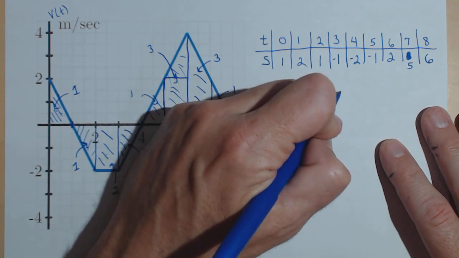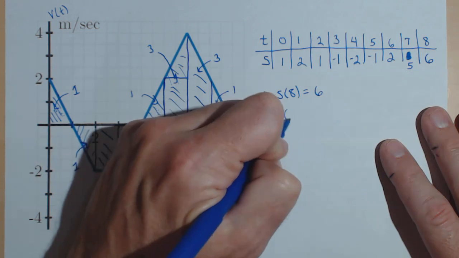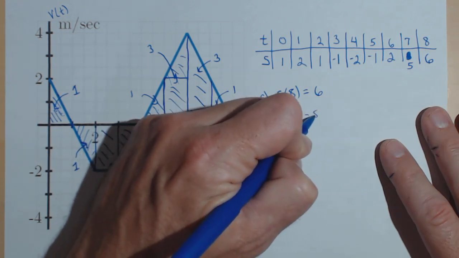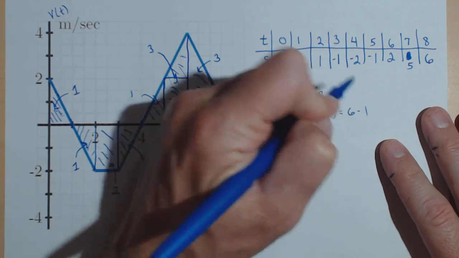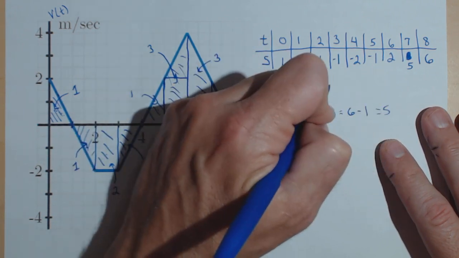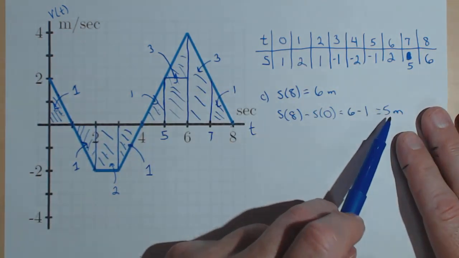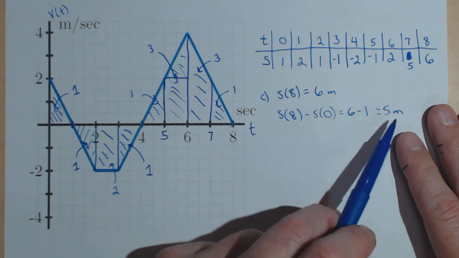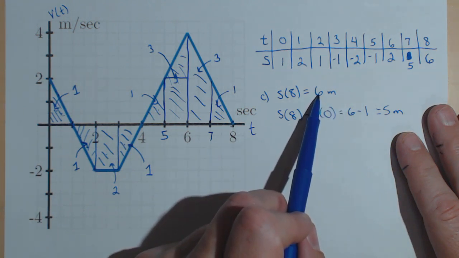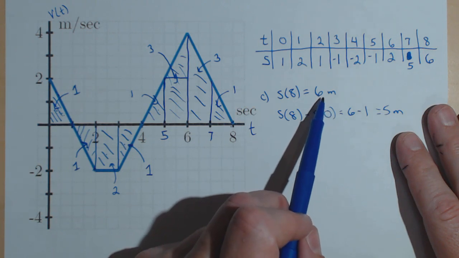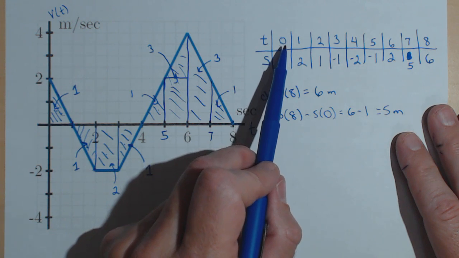So that's his position. His change in position, so we're answering the questions to part C, is S of 8 minus S of 0. So 6 minus 1, or 5. So we do have a difference, and both of these are in meters. So his displacement between 0 and 8 seconds is 5 meters. His total displacement from this original spot where we were measuring was 6 meters, because he started at 1 meter before we ever started timing him.